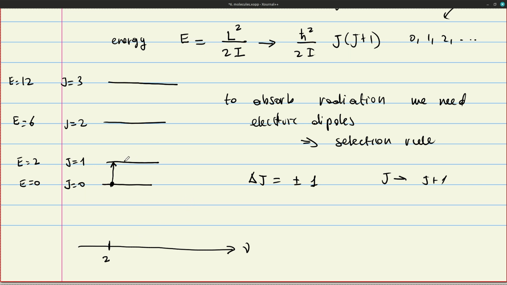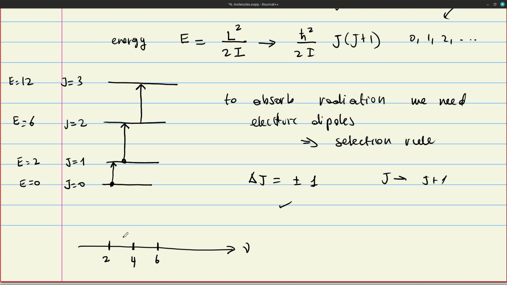Another possibility is I can go from level 1 to level 2. The same selection rule is obeyed. The energy difference is 6 minus 2, which is 4, so this is nu equal to 4 in units of h bar squared over 2I. Or I can go from J equals 2 to 3. The selection rule is good, and the energy difference is 12 minus 6, which is 6.